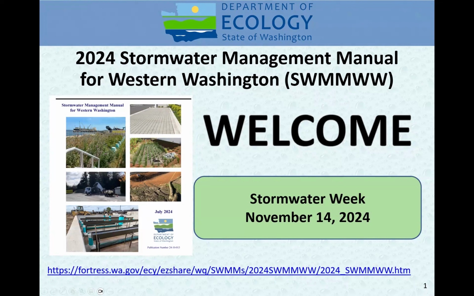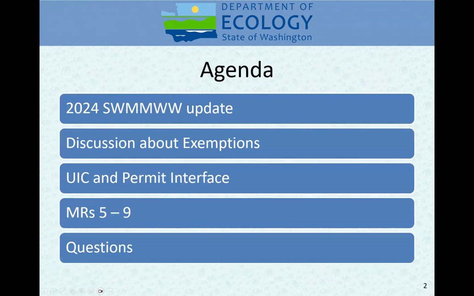So my plan today is to discuss the updates that we made to the 2024 Stormwater Manual since the 2019 manual, when we released our new permits on July 1st of 2024. We released new versions of the two manuals to go along with those. And I want to talk about changes that we made between the 2019 and the 2024 manuals.